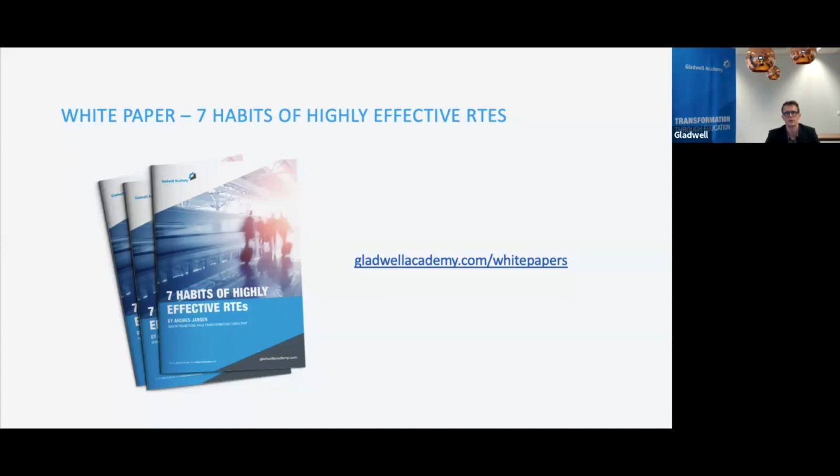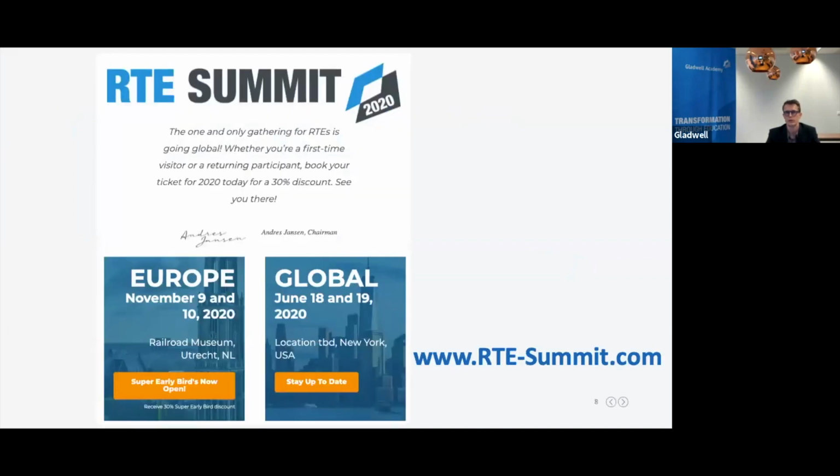I've also written 7 Habits of Highly Effective RTEs, just the first white paper, just to get some additional information in and to share that with other chief scrum masters. I'm looking into writing a second version, so if you have any ideas on topics that I should cover in this white paper, let me know. If you want to write something, let me know. We can have it in the second version. I'm just writing some additional stuff that you cannot find online yet for release train engineers.